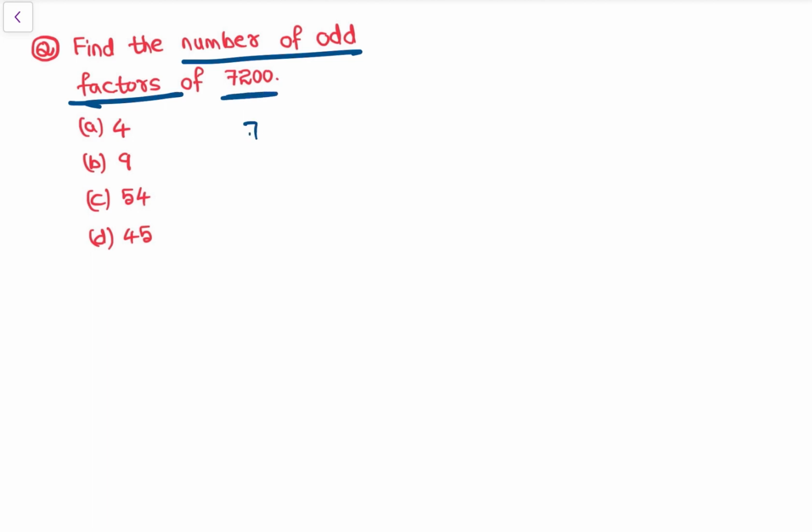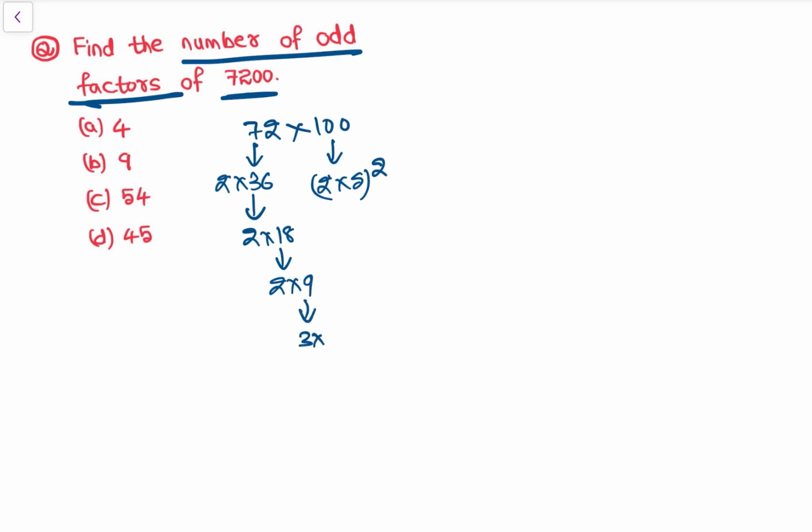Now let's do one question: find the number of odd factors of 7200, that is, of 72 into 100. 100 is 2 into 2 into 5 squared, that is 2 5s are 10, 10 squared. 72 is 2 into 36. 36 can be written as 2 into 18, 18 can be written as 2 into 9, and 9 can be written as 3 into 3.